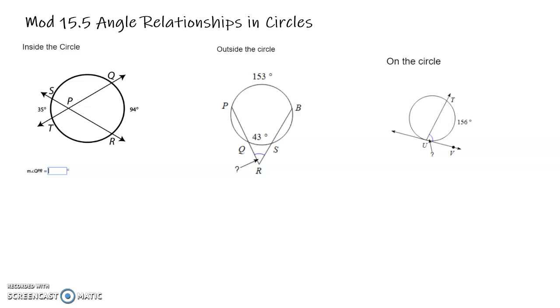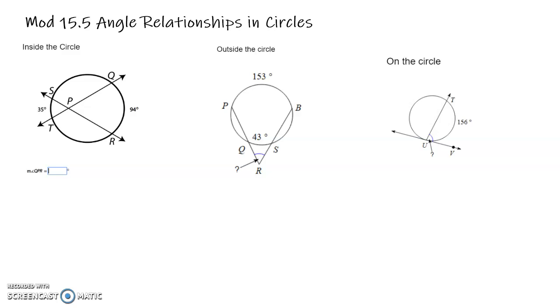So when we're talking about angle relationships in circles, there are three cases: the angles inside the circle, the angles outside the circle, or the angles on the circle. If it's inside the circle, the angle is equal to 1/2 of the sum of its intercepted arcs.